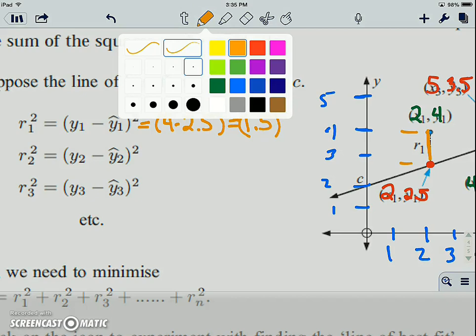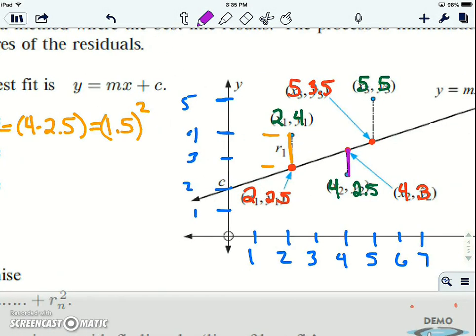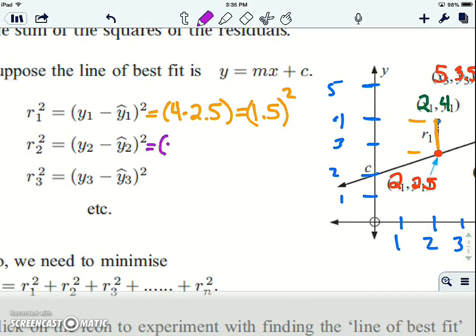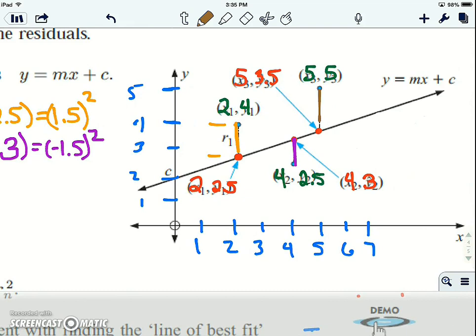This next one, I will do it as purple, so we're talking about this residual right here. The actual data point was 2.5. The y on the line was 3. So that's a negative 1.5. You see how if I just added them without squaring them, they'd cancel each other out, just like standard deviation. And the last one will go brown. My actual data point is up at 5, with the prediction being at 3.5.